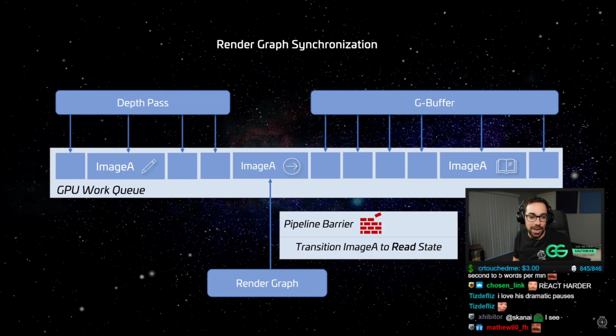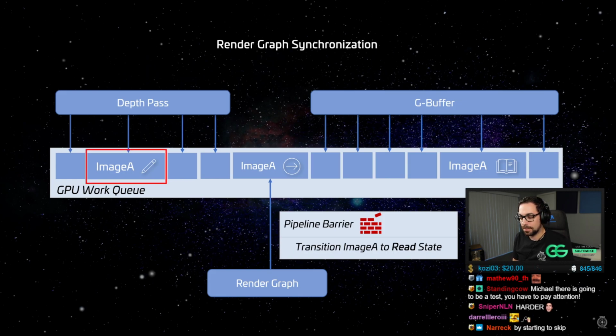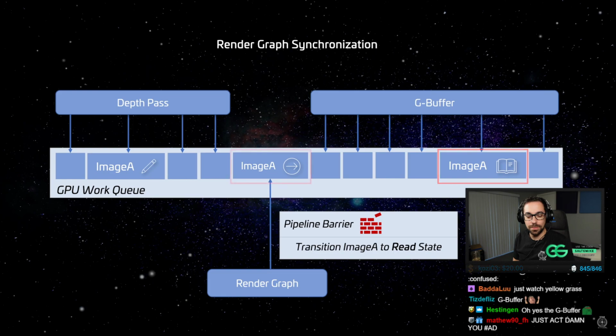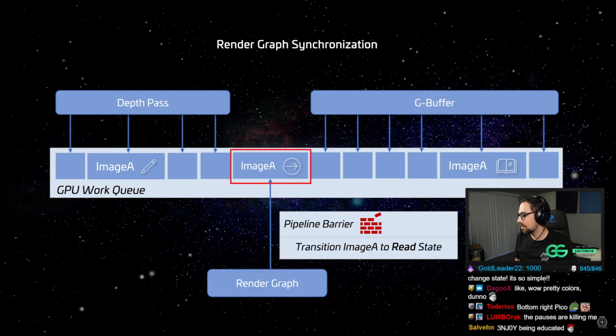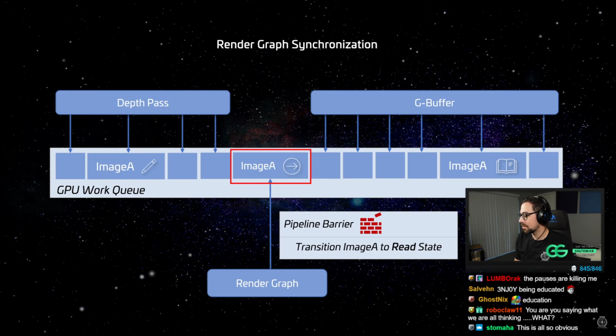So from the diagram, we can see that the depth prepass writes to image A, but then later on, we require to read from image A in the G buffer. So to this end, we insert a pipeline barrier for this transition between the two passes. These barriers are scheduled as GPU work, following a strict ordering dependent on other work that may have happened previously.